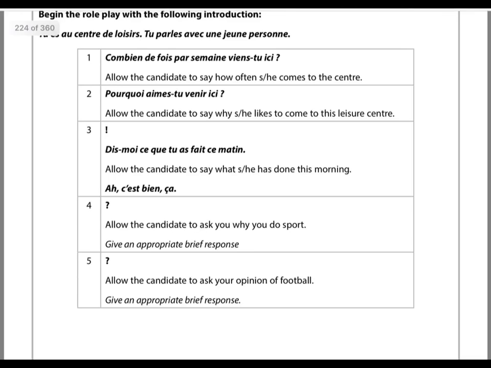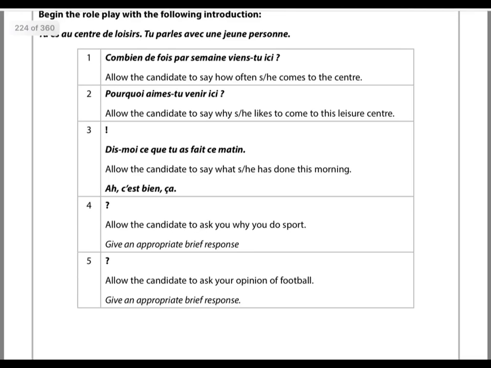Now, the surprise question is very, very likely to be a past tense question. So in this case, tell me what you did this morning. It says allow the candidate to say something they've done this morning. So it might be "je suis allé au collège," I went to school. So it's worthwhile having pre-learned a few past tense verbs for this, which you can easily manipulate. And then I, by my script, have to say, "c'est bien ça."